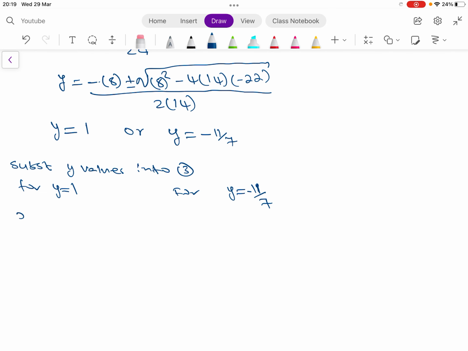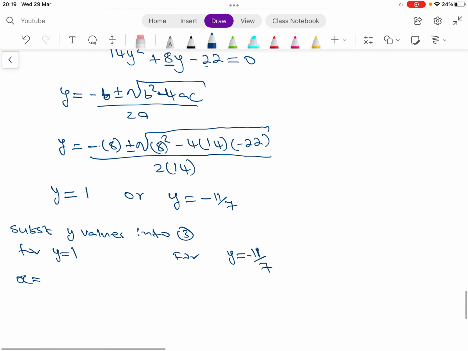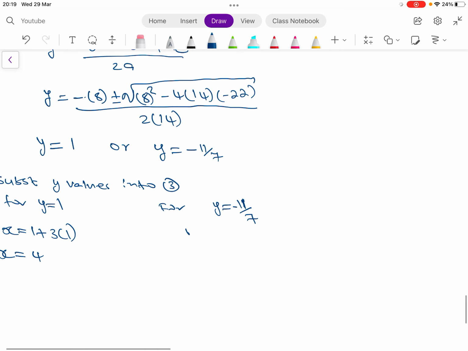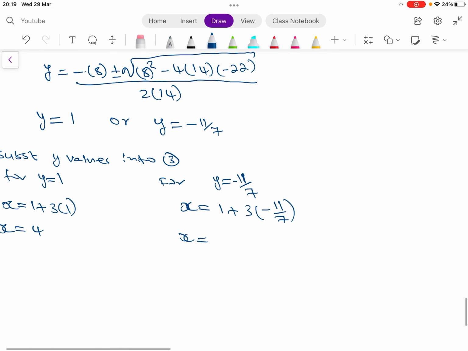Okay, for y equals 1, x equals what? x equals 1 plus 3y. That means 1 plus 3 times y, which is 1. Okay, this is actually 4. And then for this, x is going to be equal to 1 plus 3y. y in this case is negative 11 over 7. Therefore, x is actually equal to negative 26 over 7.